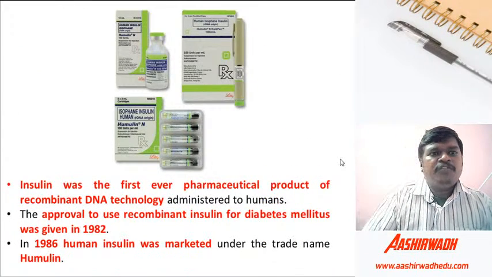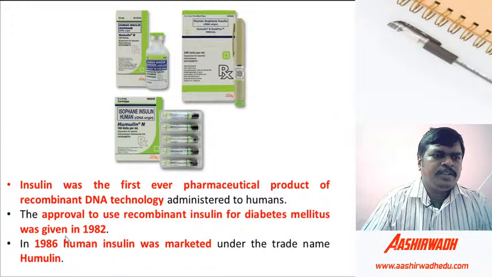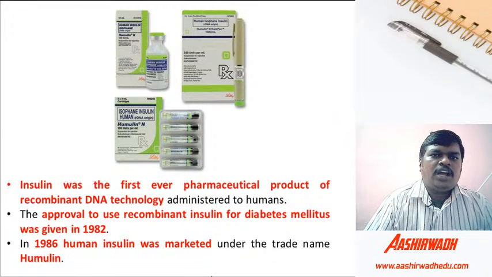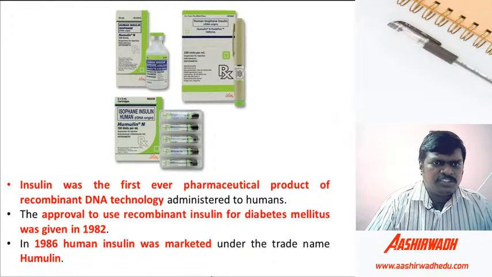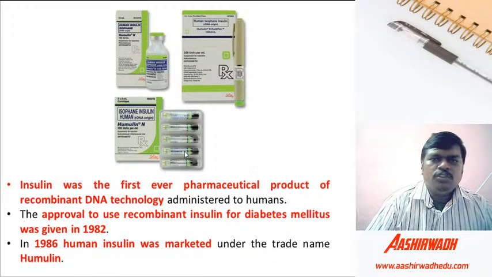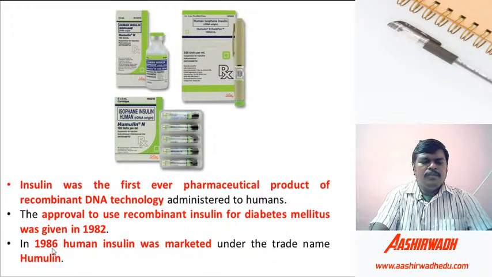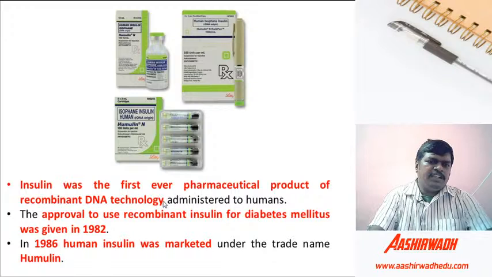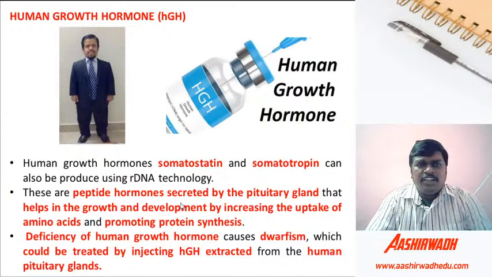Now, under the brand name Humulin, it is sold in the market, and insulin was the first ever pharmaceutical product of recombinant DNA technology allowed for use in human beings. The patent as well as the approval was given by the US government. They were the first country to use human insulin in the form of Humulin. Right from 1982, recombinant insulin has been given for diabetic treatment, and in the trade name it is called Humulin. Next is the human growth hormone.